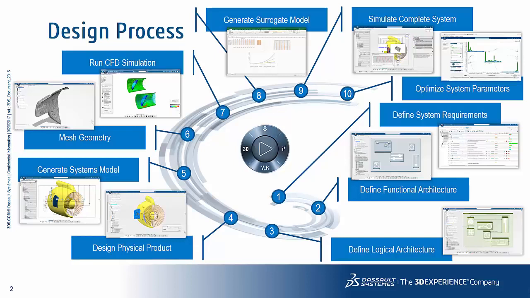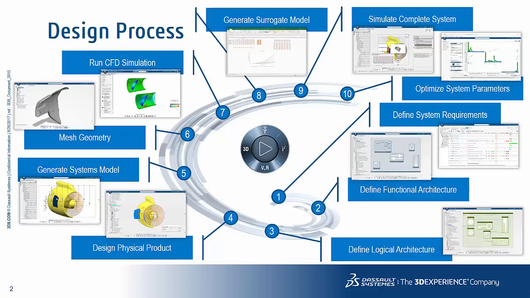On this slide, we see an overview of the different steps that we're going to undertake. We start at the center, or at the start of the spiral, at point 1. We define the system requirements, then we move on to defining the functional architecture, the logical architecture, before actually designing our physical product. Having built the physical product, we can then use integrated features of the 3D Experience platform to automatically generate a systems model.